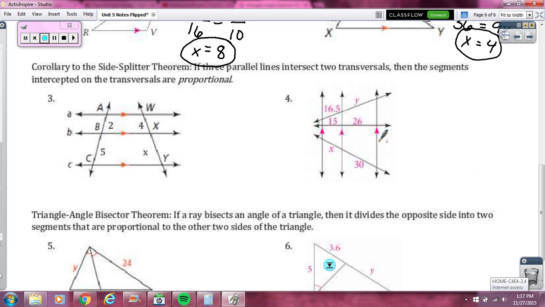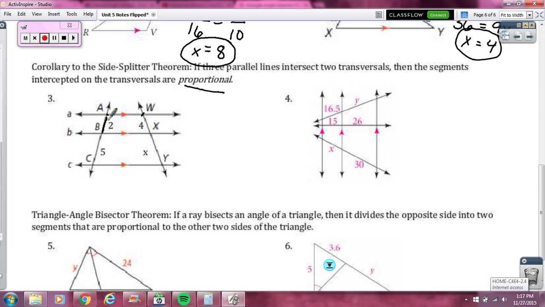Numbers 3 and 4 down here are very, very similar. Instead of having triangles, we've just got parallel lines. So if three parallel lines intersect two transversals, then the segments intercepted on the transversals are proportional. A lot of crazy words in there. Intercepted just means they're intersecting or crossing each other. The transversals would be like WY and AC, these two lines that cut across the parallel lines.